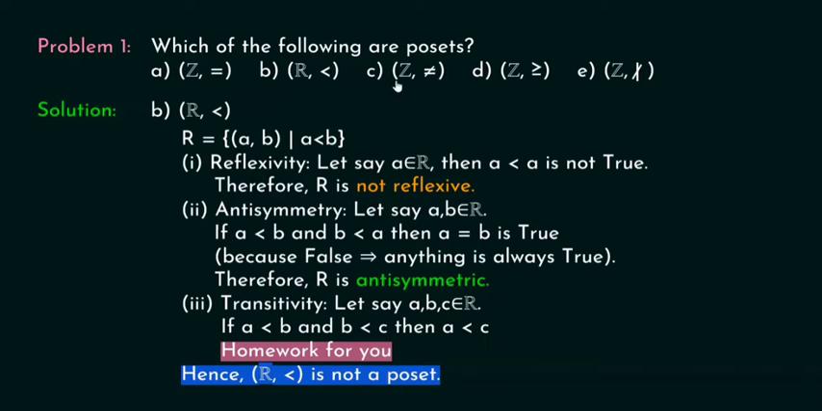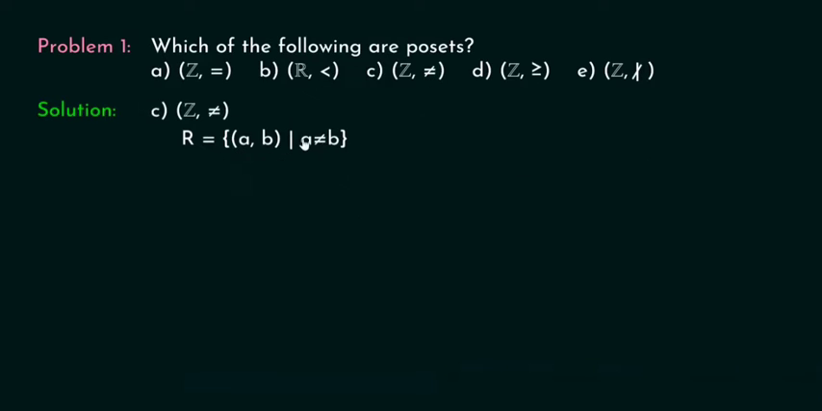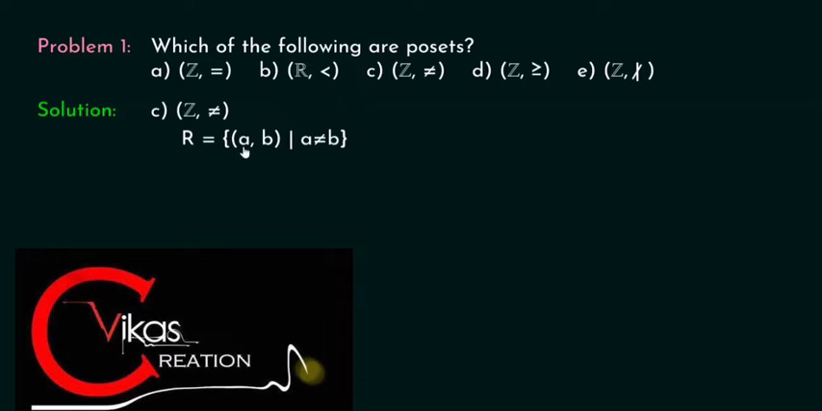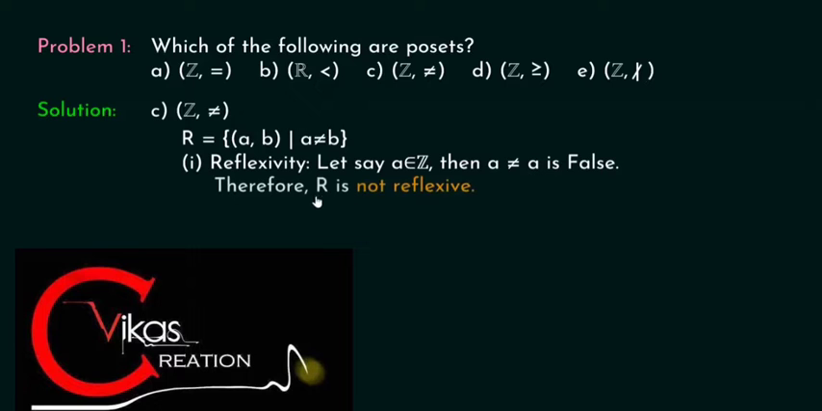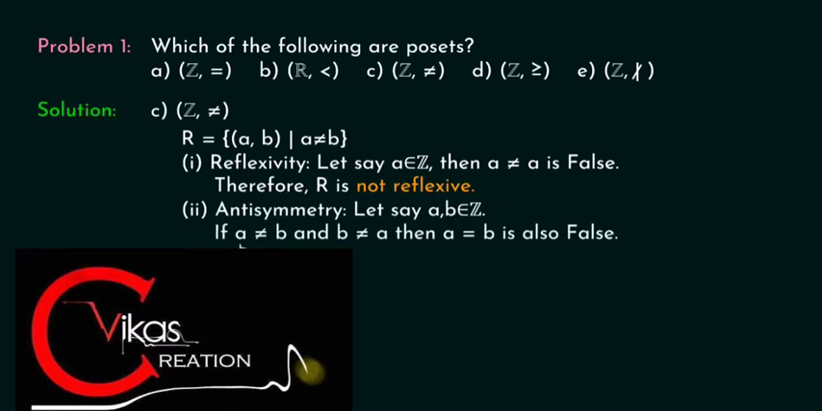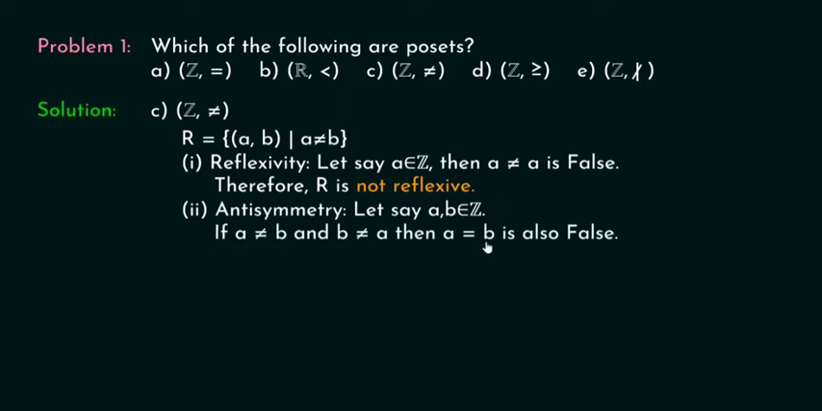Now let's identify whether Z, that is the set of integers, with the not equal to relation, is a poset or not. We know that R is the set of all ordered pairs (a, b) such that a is not equal to b. When I say the set of all ordered pairs (a, b), I'm talking about some arbitrary integers a and b, right? Because this relation is defined on the set of integers. Let's identify whether this relation is a partial order or not. For this, we'll check reflexivity. Let's say some a belongs to the set of integers, then a must not be equal to a, which is false. Therefore, R is not reflexive. Let's check antisymmetry. Let's say a and b are integers. If a is not equal to b and b is not equal to a, then a is equal to b. Obviously, this is false.